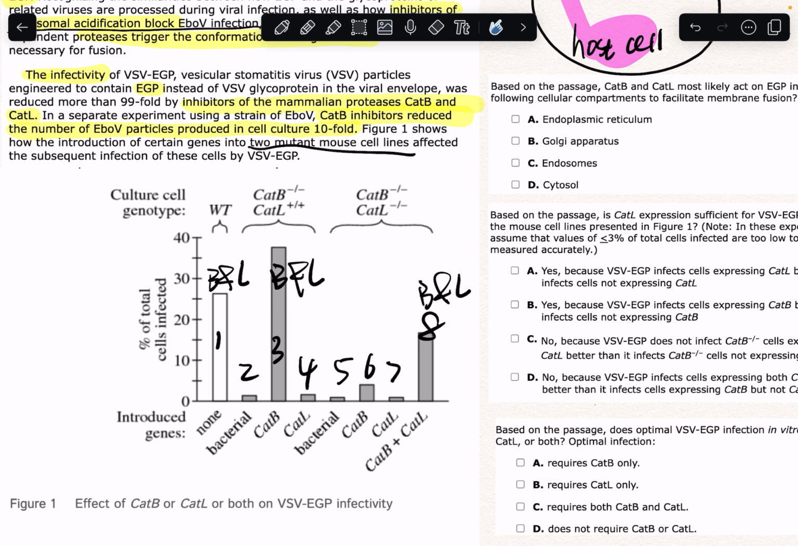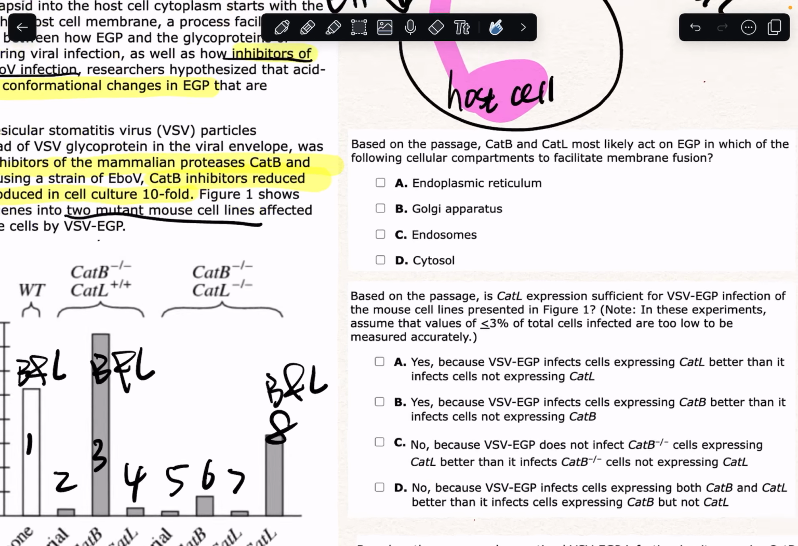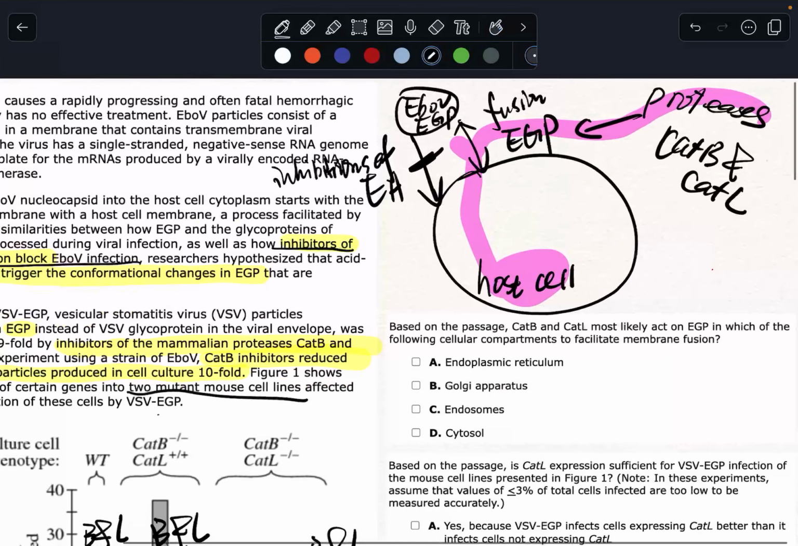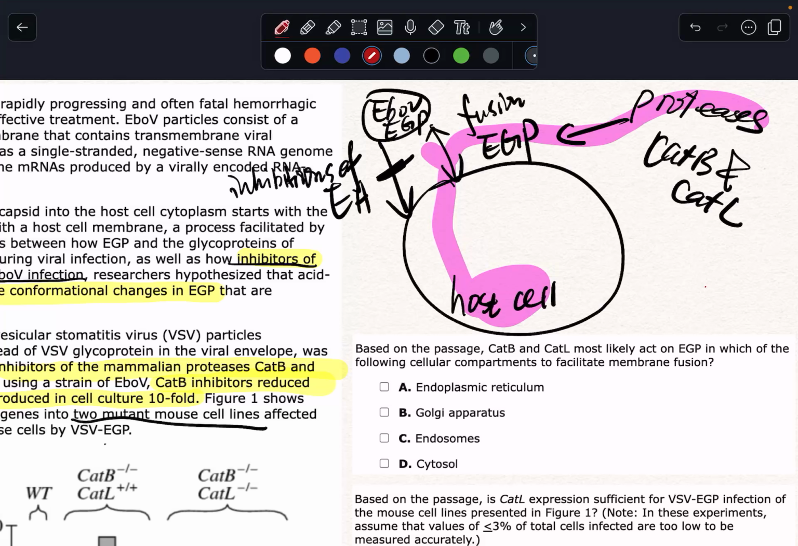Okay, as I was reading the passage, I don't want to dig too deep into every single column. If I do need to analyze it, then I'll come back. Okay, all right, let's jump into the question. The first question says, based on the passage, cat B and cat L most likely act on EGP in which of the following cellular compartments to facilitate membrane fusion?